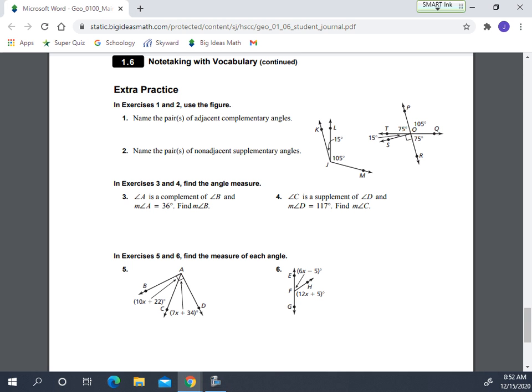Okay, this extra practice. Name a pair of adjacent complementary angles. I'm going to pause the video. I'll be back in a minute.